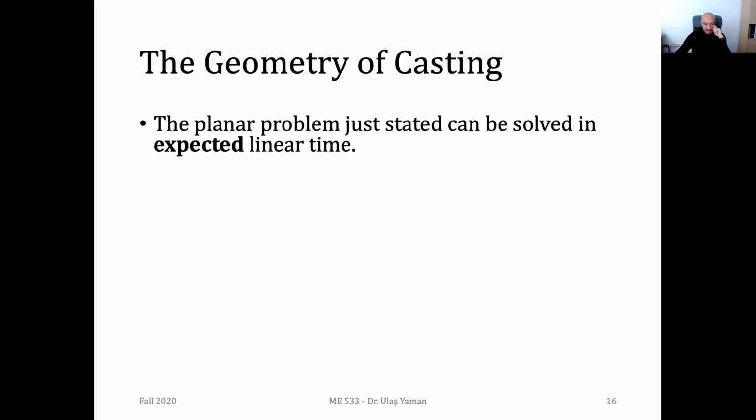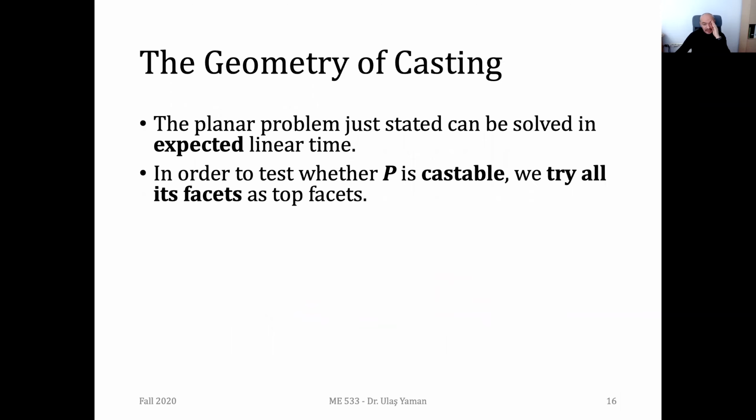And we will be actually showing that this planar problem can be solved in expected linear time. So this is the first time I think we come up with a different time complexity. This is expected linear time. So it means that for most of the time, it will be done in linear time, but depending on your arrangements, it may take more time.